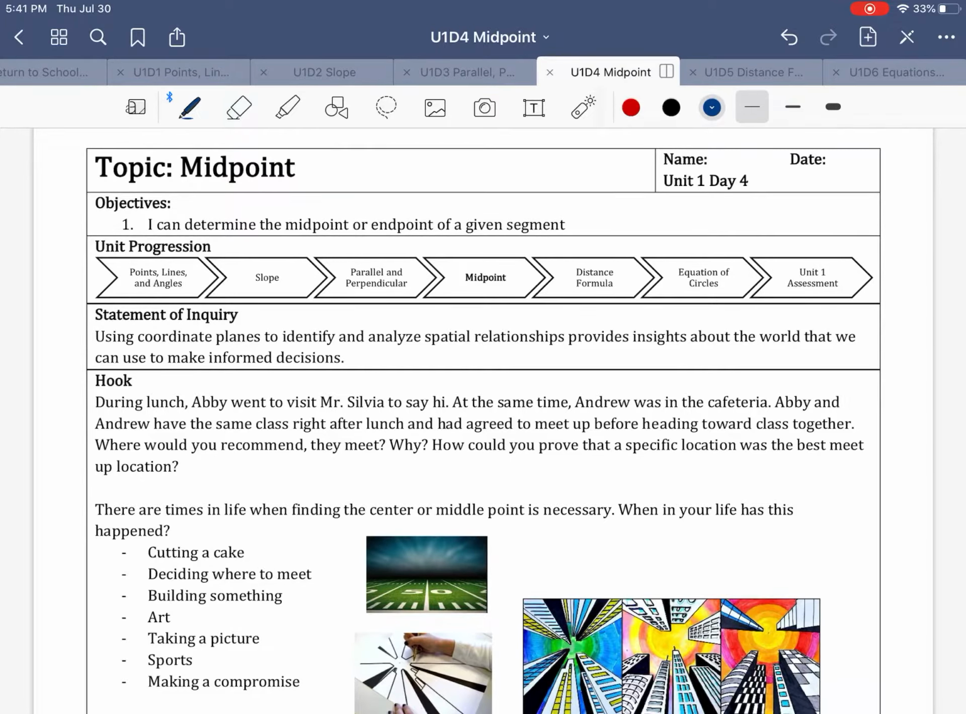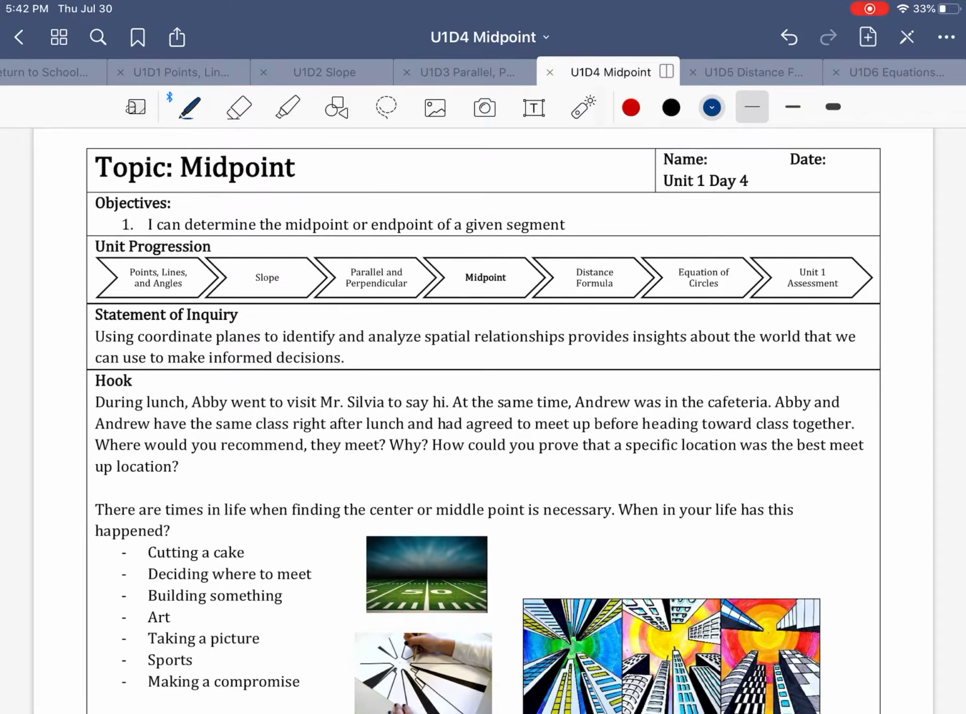So I want you to imagine a school, and during lunch, Abby goes and visits Mr. Sylvia. At the same time, Andrew is in the cafeteria. Now, Abby and Andrew both have the same class right after lunch, and they agreed to meet up before going to class together. Where would you recommend that they meet? And why would you envision that particular spot? And how could you prove that a specific location was the best place to meet up?